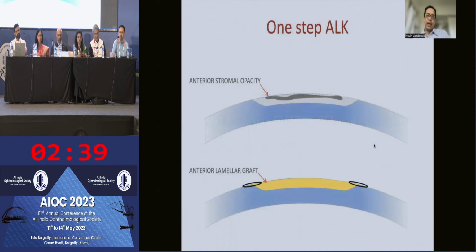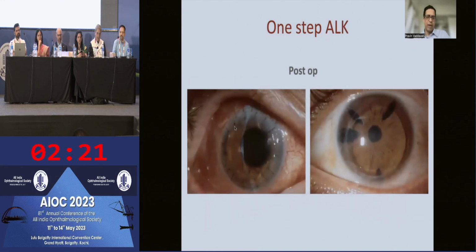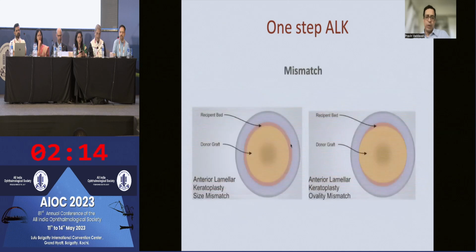Now, ALK can be done either with a microkeratome or using a manual method. And I think Dr. Namrata Sharma is going to be speaking about microkeratome assisted ALK, and you'll see that in the subsequent talks. But the problem with microkeratome assisted ALK is that typically you'll need to place sutures. The reason you need sutures is because you might have a mismatch either in the diameter of the graft, or in the thickness of the graft.